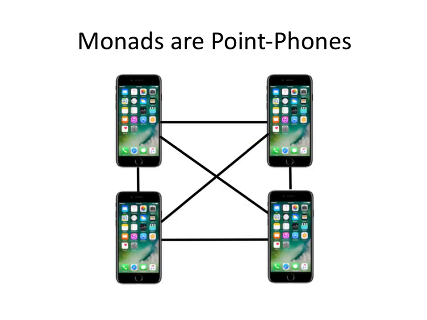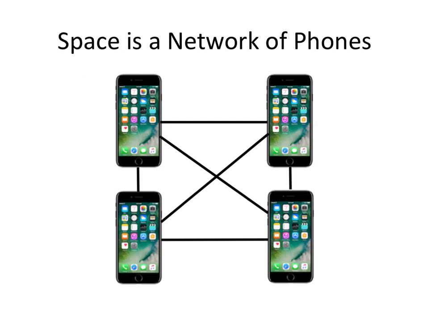Back to the original idea, monads are little point phones, little point-sized smartphones that can be entangled with each other. In other words, information about one tells you about what's going on in the others. And it's fine for us to think that that's just some kind of interaction through exchange of signals. So space is a network of phones. And that's the idea behind the monadology.